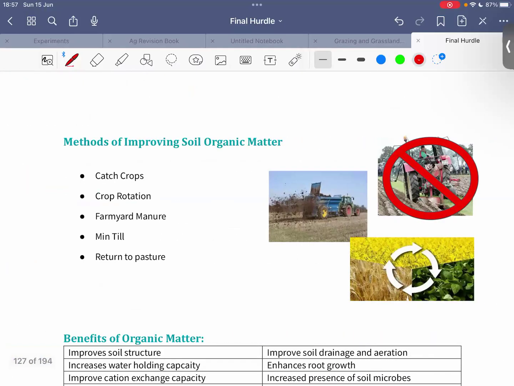Right. How do we improve our organic matter? This is a very common question. How do we improve our levels of organic matter in our soil? Sowing a catch crop, like our kale, like our stubble turnip, our crop rotation.